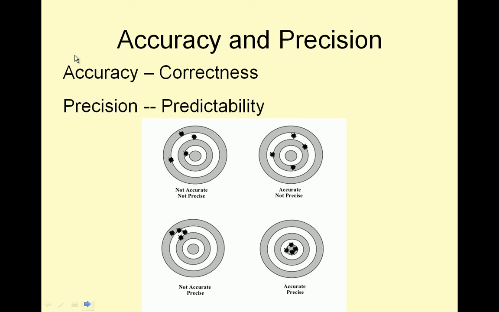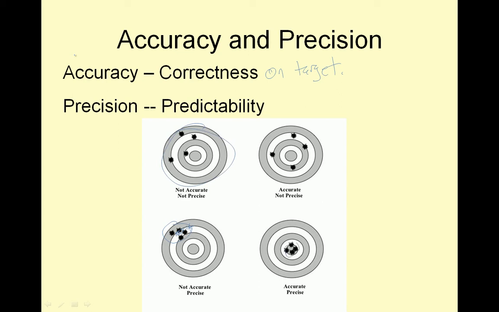Accuracy and precision. Accuracy is correctness, okay? So if you're accurate, you're on target, right? So correctness or on target. So if your lab is accurate, you got the answer you're supposed to get. Precision is predictability. So for example, this is precise because if I shot another bullet, it would be over here somewhere, somewhere in that circle. This is not precise because you can't quite tell where the next bullet's going to be.